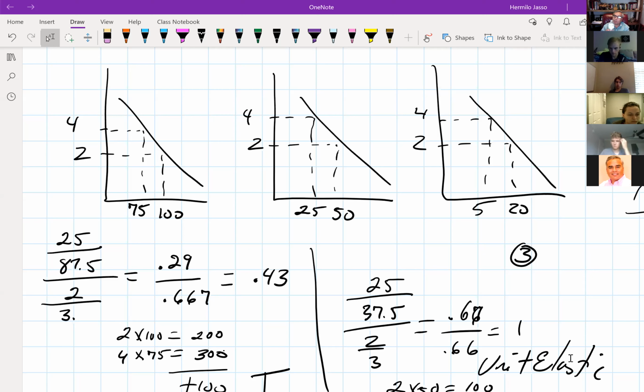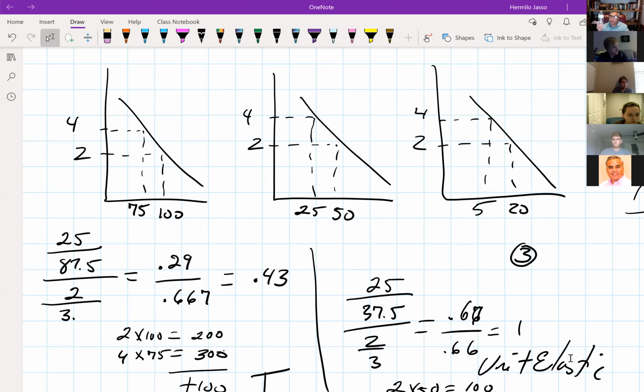So if you have a product that is elastic, what will be the best strategy? Increase or decrease the price? People respond. You want to make more money. Decrease. You decrease the price by 20% or whatever you want, and you know that sales are going to increase by a higher number. So you lower the price, you sell more, and you're going to make more money.